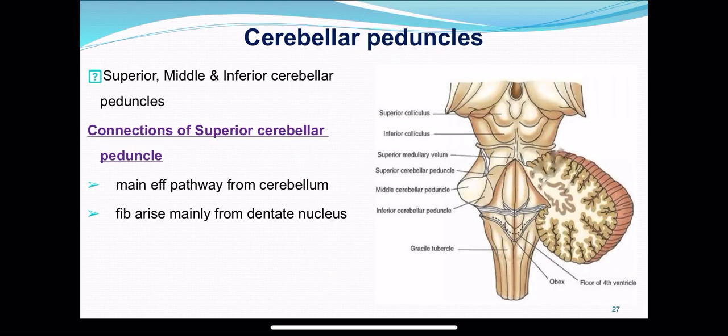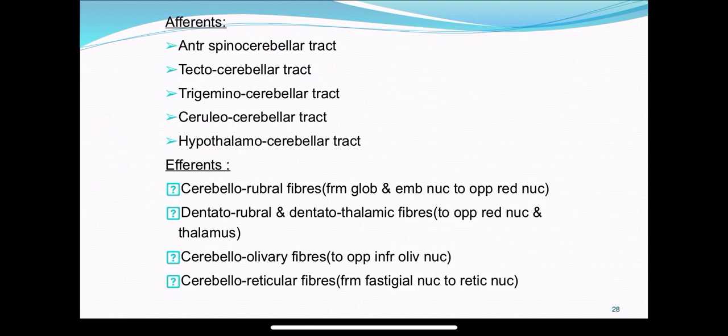Coming to cerebellar peduncles, superior, middle and inferior cerebellar peduncles, what is contained within each of these peduncles, what are the tracts present, we are going to have a look at it now. Connections of superior cerebellar peduncle, the main efferent pathway of cerebellum, which means most of the impulses that are going out of cerebellum are going through superior cerebellar peduncle, which is connecting the cerebellum and the midbrain. It forms the main efferent pathway from cerebellum. Fibers arise mainly from the dentate nucleus.